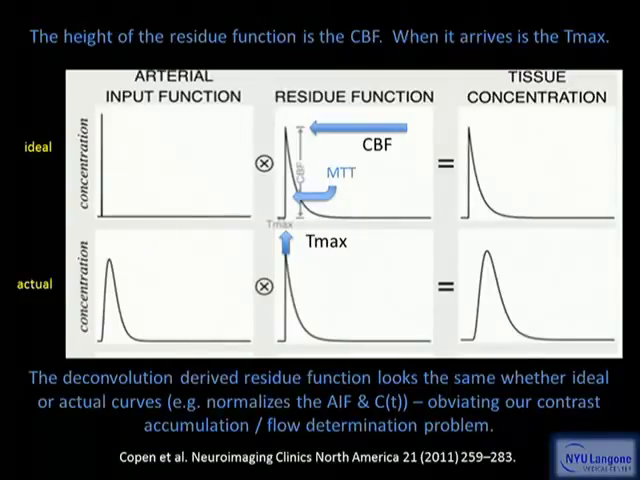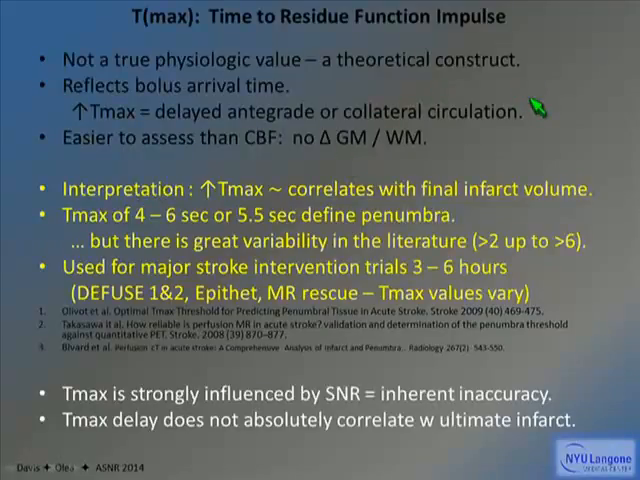The interesting thing about convolution mathematics is that it normalizes the two curves. So up top we have an ideal arterial input function. It's perfect. It just instantaneously occurs. And the tissue concentration is perfect. The residue function looks like that. But if we take real tissue, where we can see here's the arterial input function, it's a little bit more gradual. And here on the other side we see the tissue concentration a little more gradual. The residue function still looks the same. We normalize the two curves, and that obviates our accumulation flow determination problem. So let's take a look at the time to residue function.